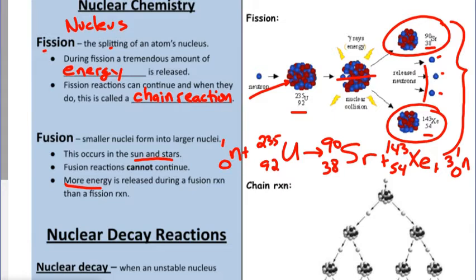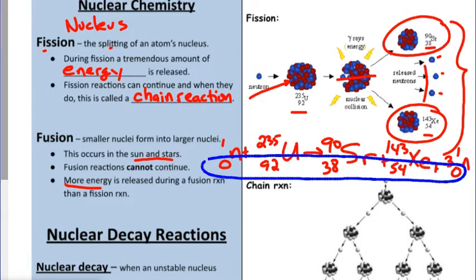Now, while this number-letter reaction scheme that I wrote out on the board in red looks really complicated, it's actually a really simple math equation. If we just focus on the bottom half of those numbers, we're saying 0 plus 92 protons equals 38 plus 54 plus 0 protons. Well, 38 plus 54 equals 92. So it's just our way of doing a little bit of accounting.